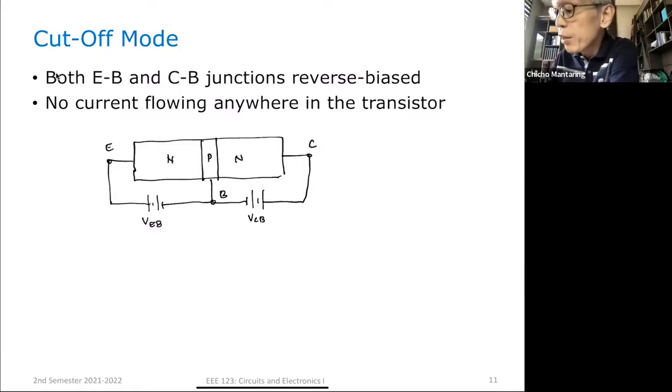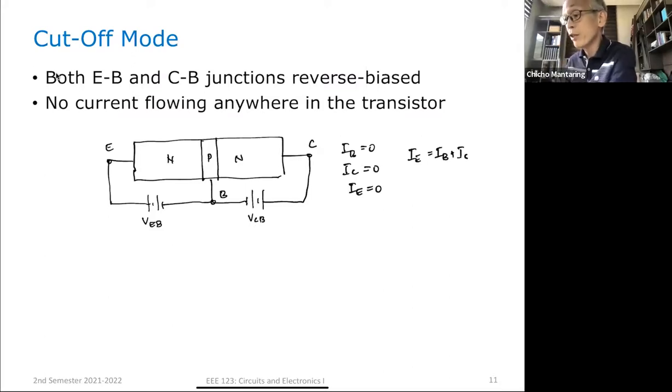So if this is reverse biased, I cannot have any current flowing between my base and my emitter. If this is reverse biased, I also cannot have any current flowing between my base and my collector. So my base current will be 0, my collector current will be 0, and therefore my emitter current will also be equal to 0, because IE is equal to IB plus IC. So everything will be 0. There's no current that will flow anywhere in the transistor.